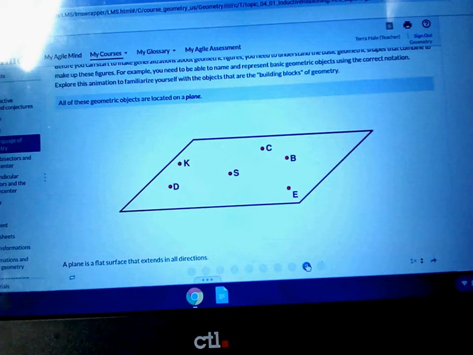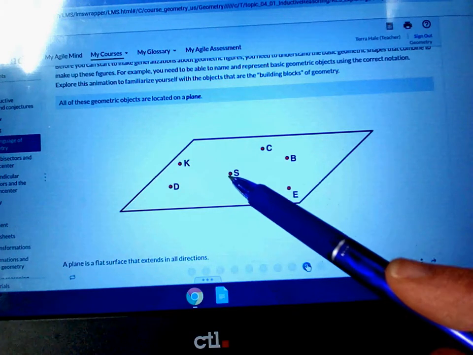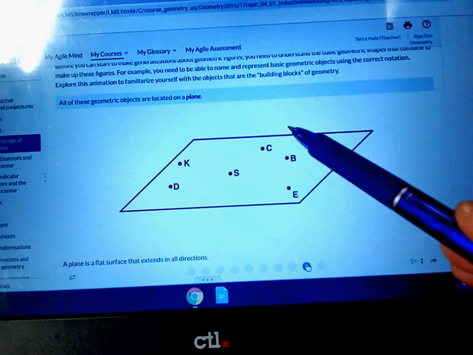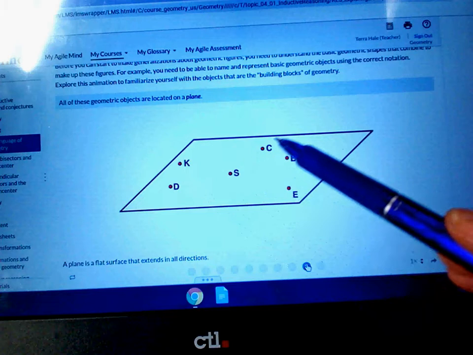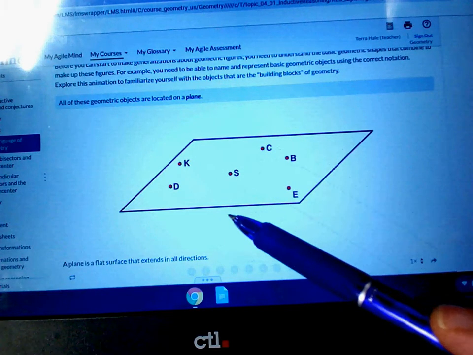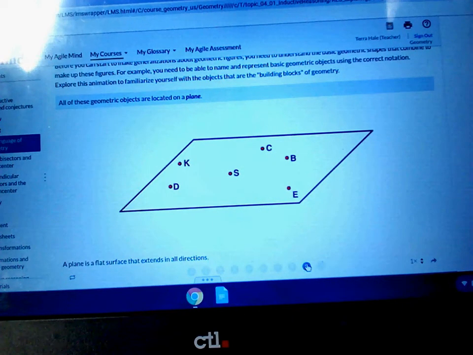These points I could connect and make a line. So I would say if I draw a line through them that S and C are collinear, meaning they're on the same line. Okay, so if they're on the same line, they're collinear. If they're in the same plane, they're called coplanar.